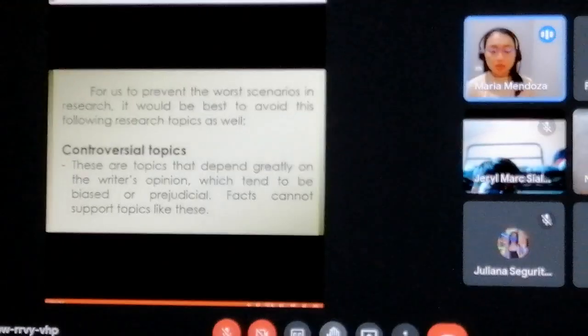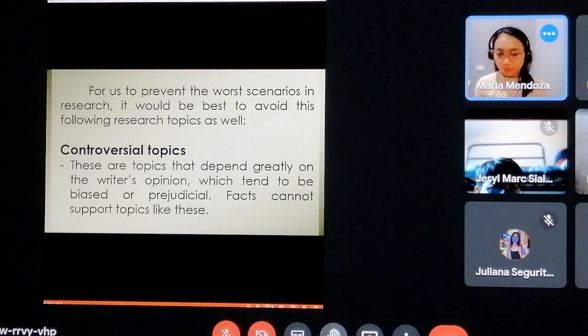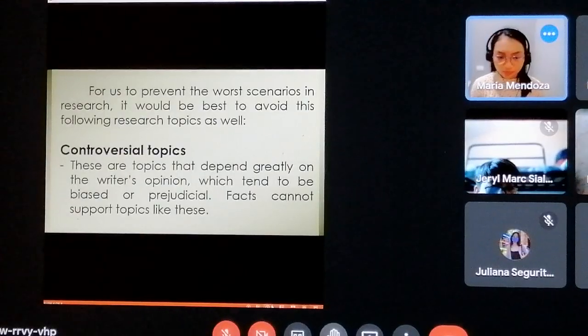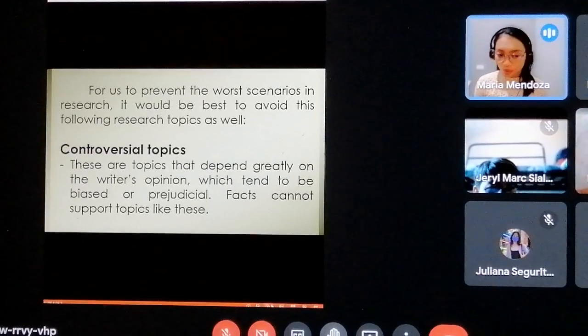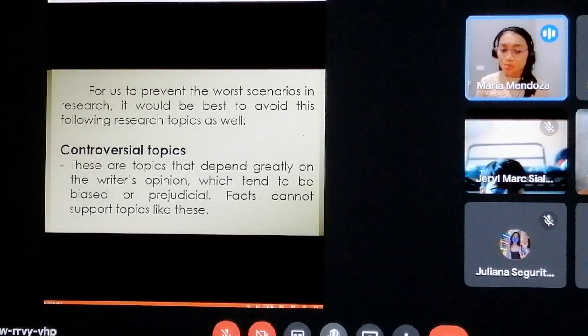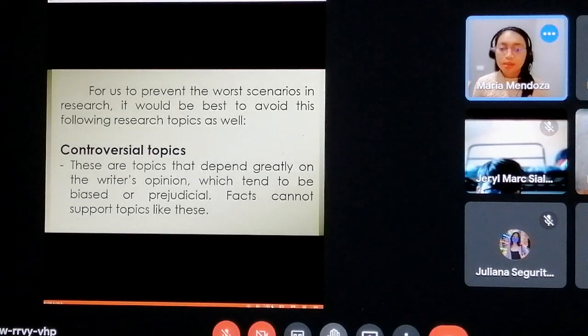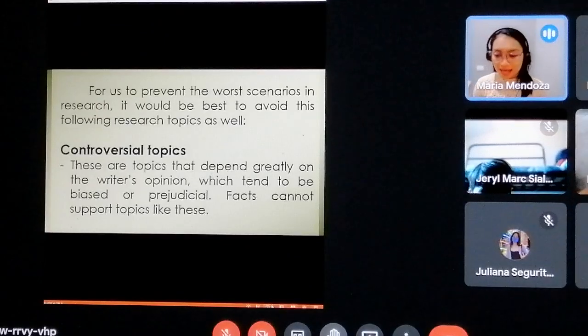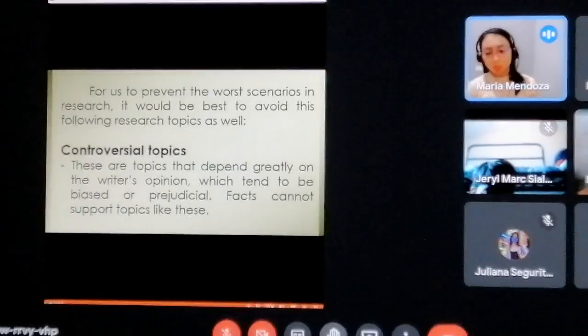The first one is the controversial topics. These topics depend greatly on the writer's opinion. They tend to be biased or prejudicial. Facts cannot support topics like this. So controversial topics are topics which are subject for debates. Okay? Debates, disagreement, or disapproval.